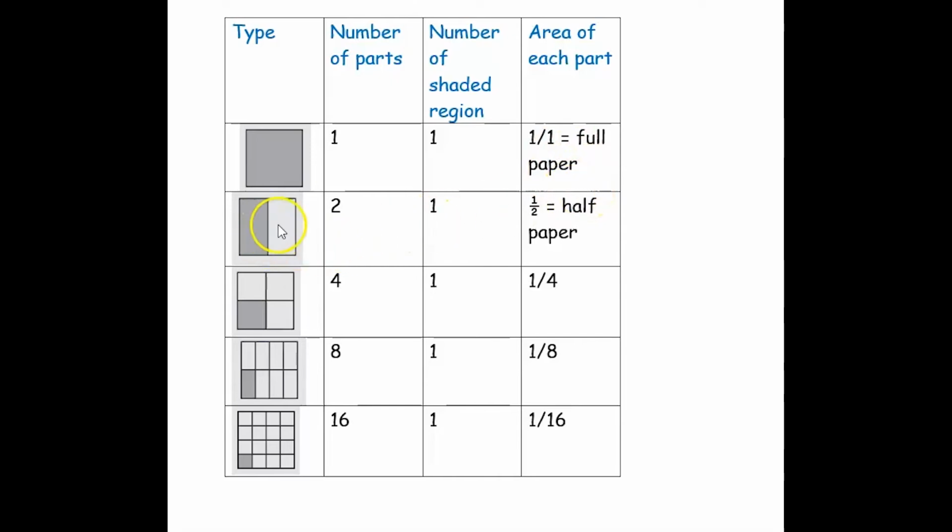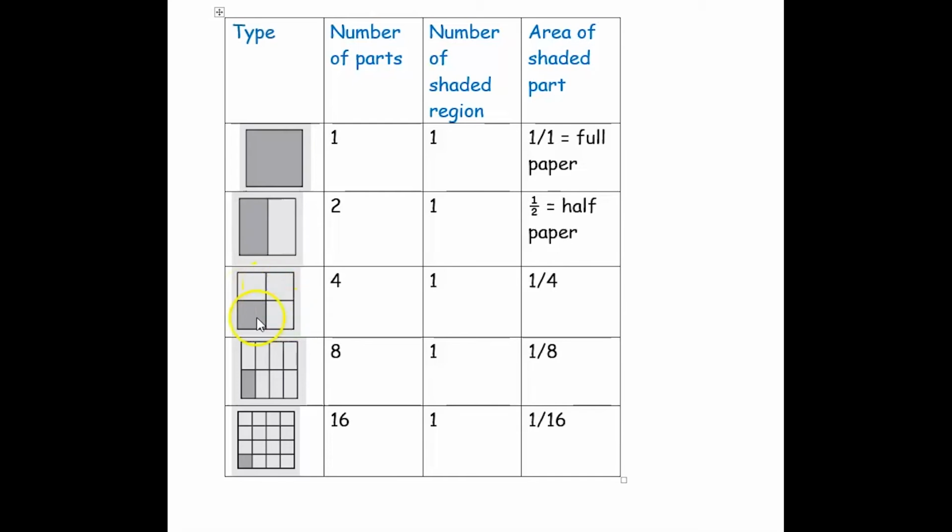Now we are folding the same square sheet into 2, that is, we are folding it once, and half of the part is shaded. So the number of parts is 2, and the number of shaded parts is 1. The area of the part we will find as the shaded region divided by the total region. So the shaded part is 1 divided by the total parts, 2. So 1 by 2. So the area of the shaded part is half of the paper. Next, we'll fold the same square sheet once again. If you fold once again, we'll have 4 parts.